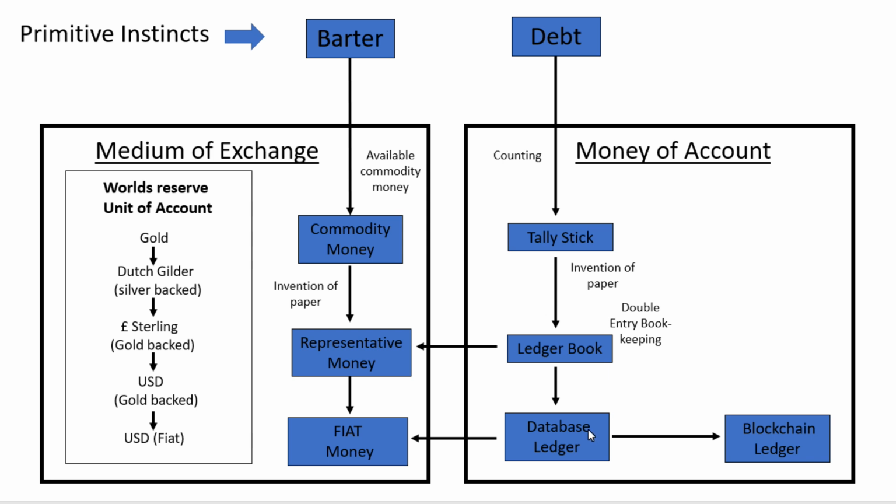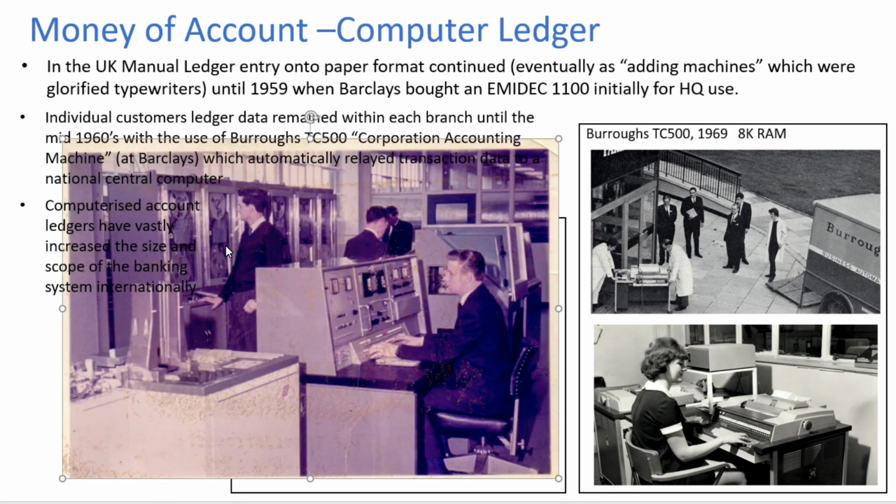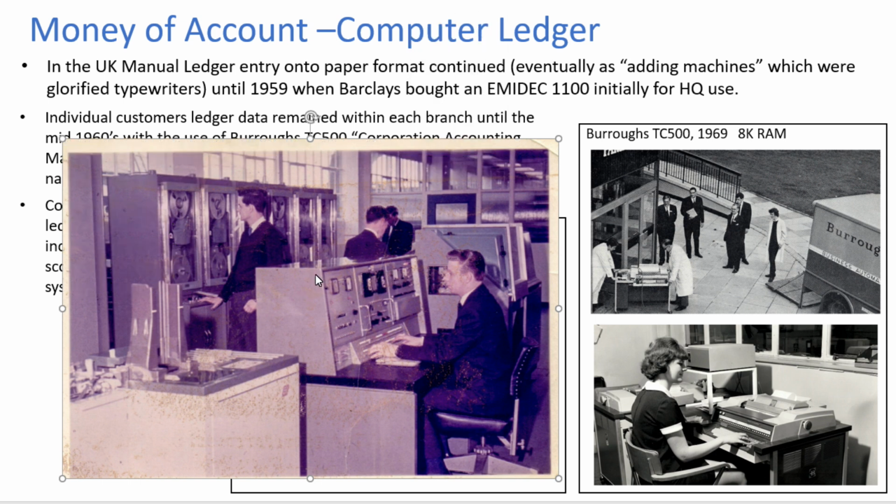And then, of course, when computers came along in the 70s and 80s, that led to a huge increase in the size of the global economy, thanks to the switchover from double entry bookkeeping to database computer-based ledgers. So the example in the UK is Barclays Bank, who in 1959 they bought this EMIDEC 1100, which was initially stored in their headquarters.